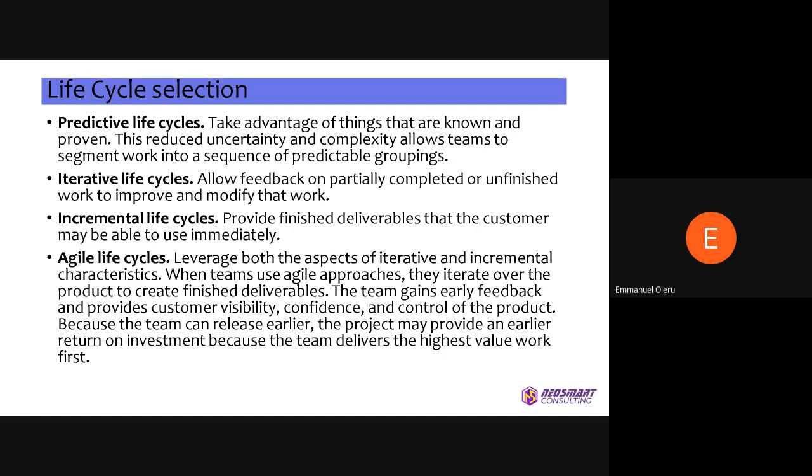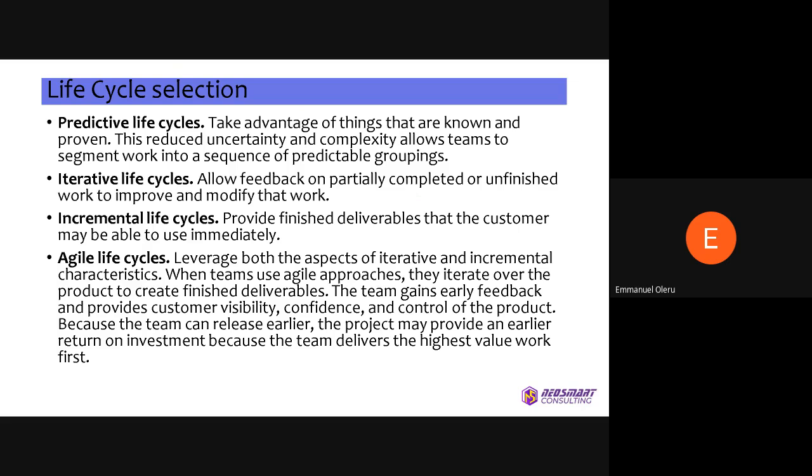So life cycle selection: how do you know which of them you should select when you're trying to do an agile project? For the predictive life cycles, you're looking at a system that takes advantage of things that are known and proven. So you're running a project where your uncertainties are not so much, so you can sequence and group them. You're probably looking at the predictive life cycle.